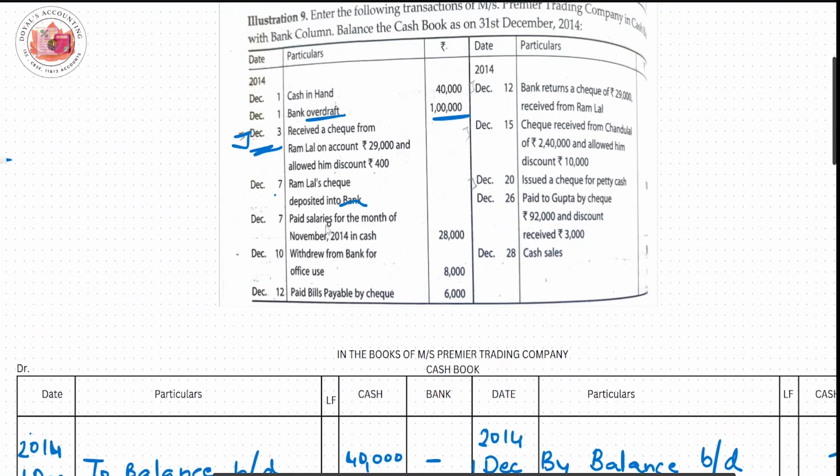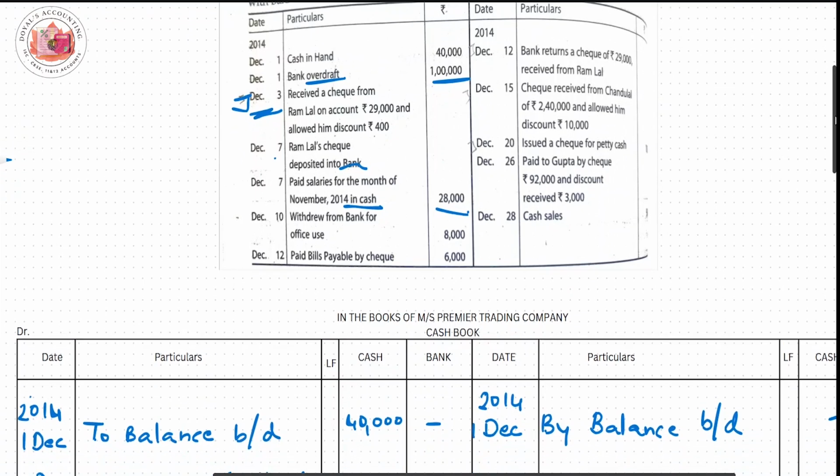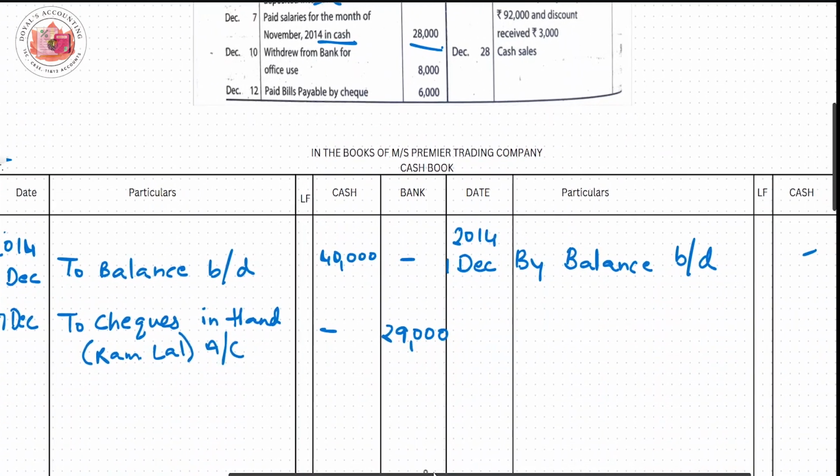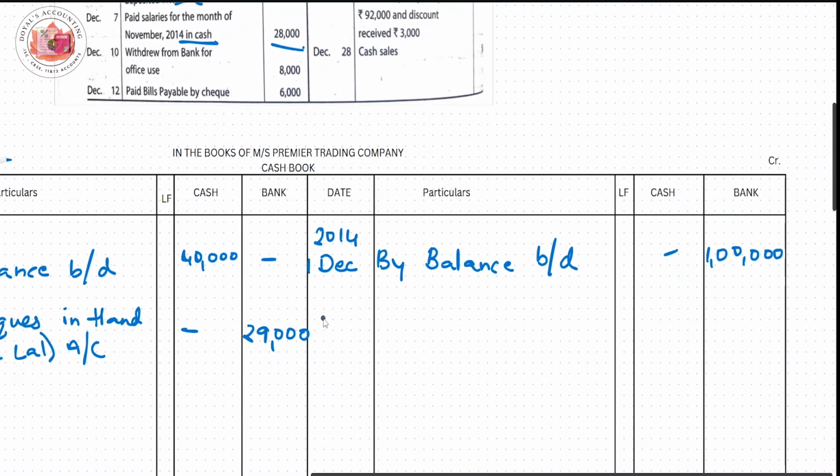We have paid salaries for the month of November in cash. How much? 28,000. This is an expense, and we record expenses on the credit side. I'll write down the date, 7th December, by salaries account. The amount is 28,000 in the cash column. Now the next transaction, see here.